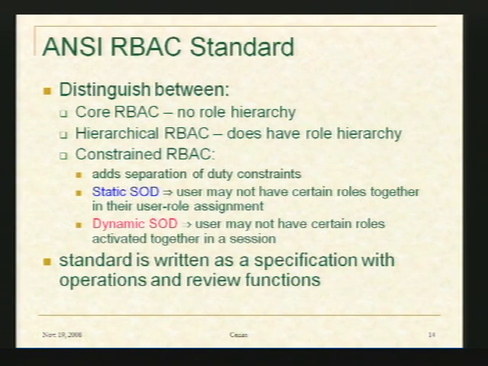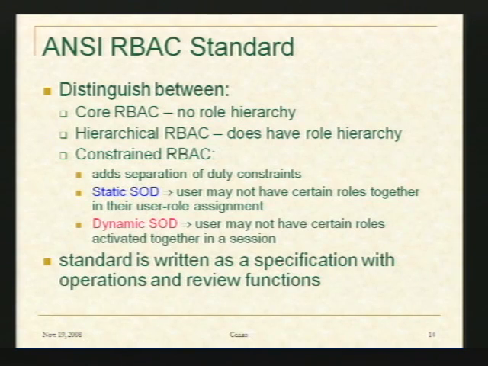And so the ANSI RBAC standard comes in 4 flavors. So there's what they call core RBAC, which has no role hierarchy. And I believe they left that in there because there are some commercial products that are like that, and they wanted the standard to apply to anything out there that was calling itself RBAC. Hierarchical RBAC has a role hierarchy. Constrained RBAC has separation of duty constraints, and then the 4th one has both role hierarchy and constraints.